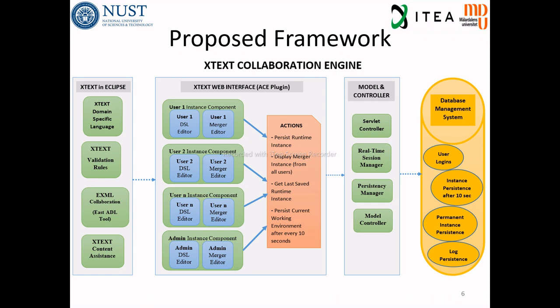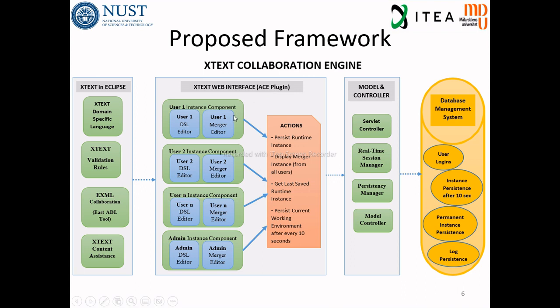This is a detailed architecture of our proposed framework. Here the first layer is xtext in Eclipse, where we specify the domain specific language or DSL, validation rules, and content assist, and exml collaboration with external tools has been made. Then we have the xtext web-based interface. We have used the ACE plugin at this point.